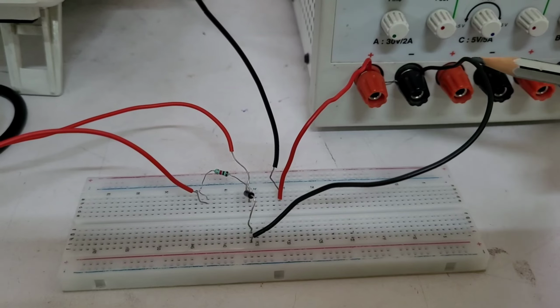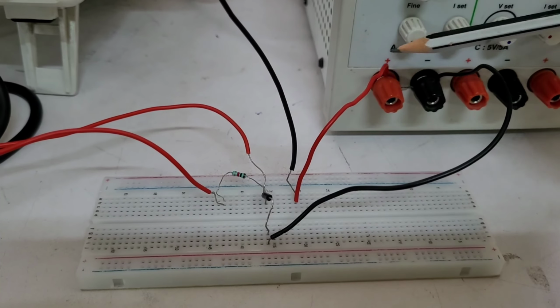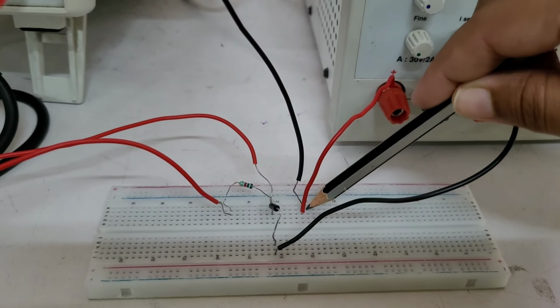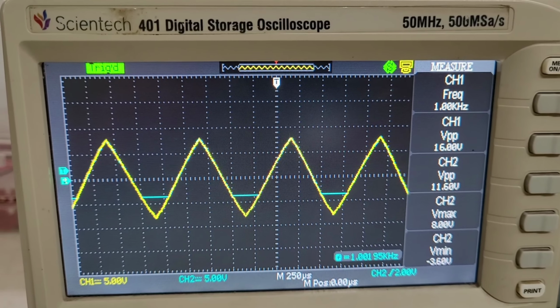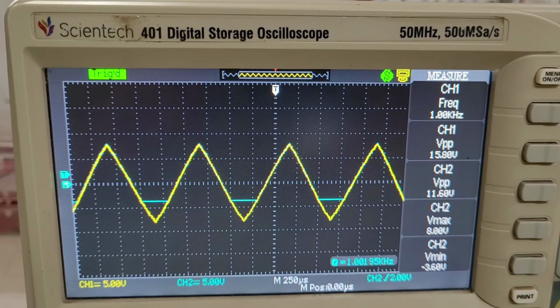The negative of the DC is connected to the anode of the diode and positive is connected to the common ground. The output waveforms we can see, the V maximum is 8 volt and the V minimum is coming around minus 3.8. So in this way, this circuit is clipping the negative portion up to the negative bias voltage, which is minus 3 volt. Here it is minus 3.6 volt. In this way, we have studied and observed all the combinations of clipper circuits.